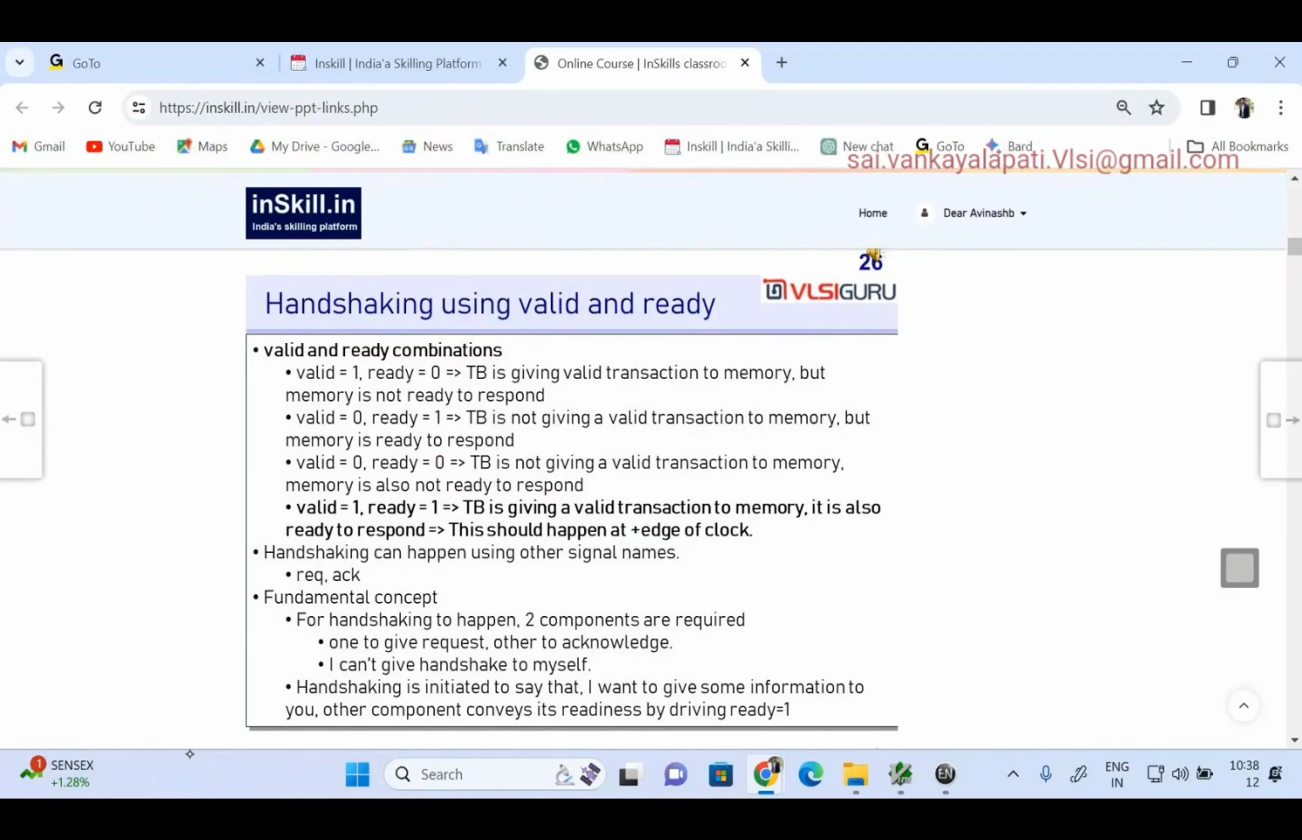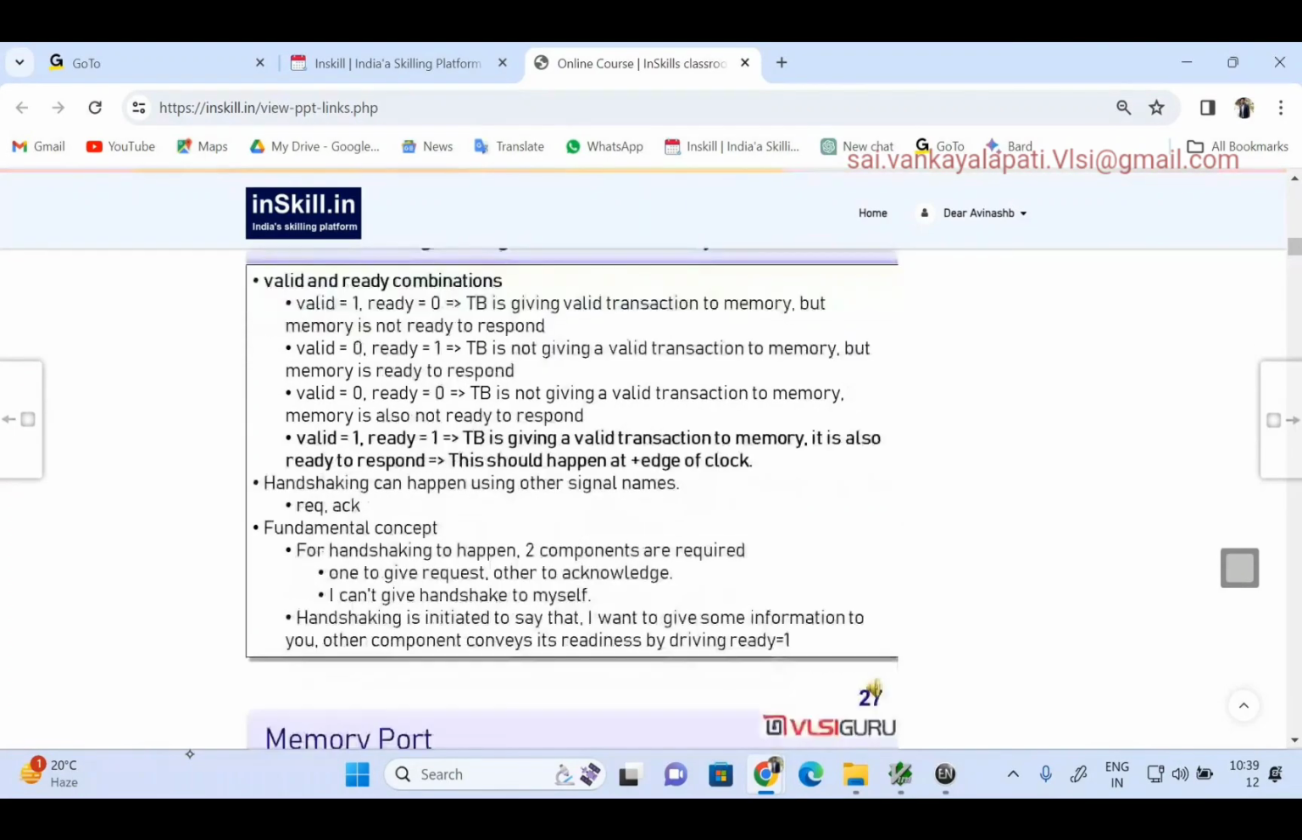So this is very important. Valid is 1 and ready is 1: the testbench is giving a valid transaction to the memory, and the memory is also ready to respond. We are writing a program so that this should happen at every clock edge. Handshaking can also use two other names: request or acknowledge. The fundamental concept is that for handshaking to happen, two components are required, one to give the request and the other to acknowledge. I cannot give the handshake only to myself, right? So handshaking is initiated to say that I want to give some information to you. The other component conveys its readiness by making ready equal to 1. So this is a handshaking operation.